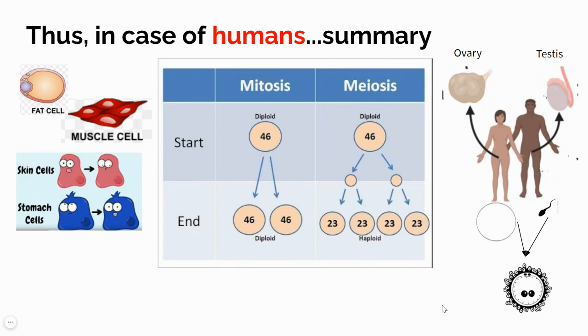So this is all about the key differences between mitosis and meiosis, which you need to know only at a very superficial level in AS level, but in A level you need to know more details about meiosis.